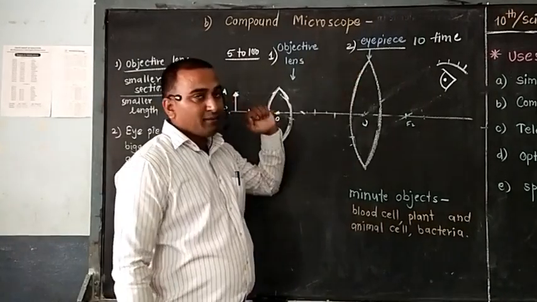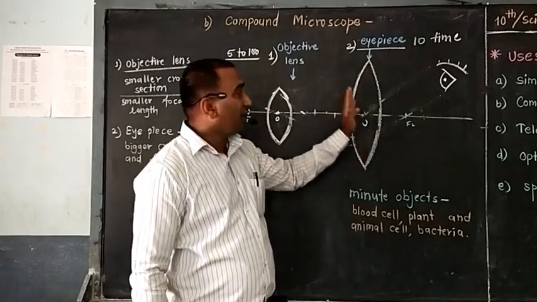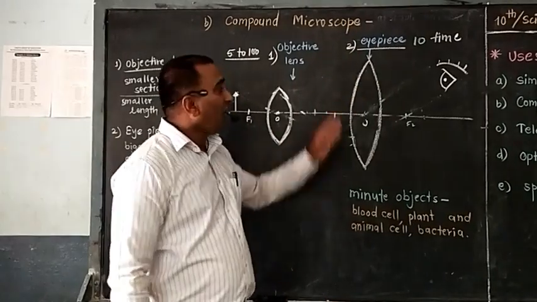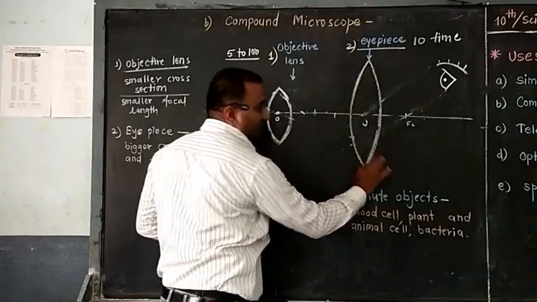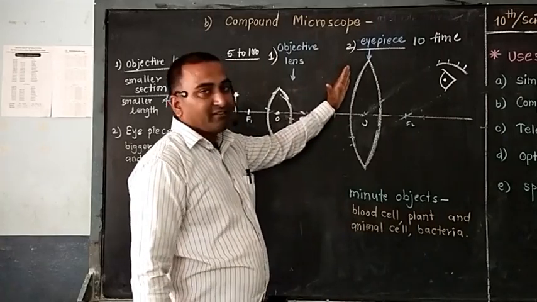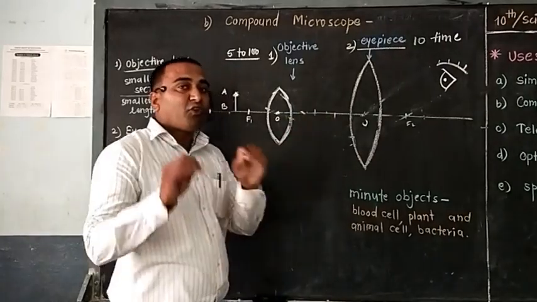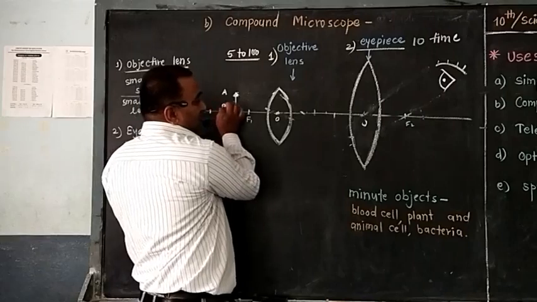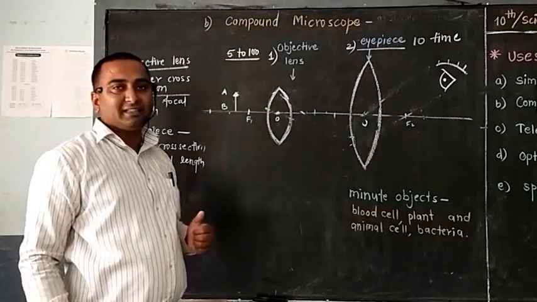Second, this is the eyepiece, the lens which is towards the eye, the lens we use to view through. That lens is called the eyepiece. The eyepiece has a smaller curvature, that means the curve is slight. As the curvature is smaller, the focal length increases. So these are the two lenses. But what is common between them? Both lenses have their principal axis in the same line, and they share a common focal point.